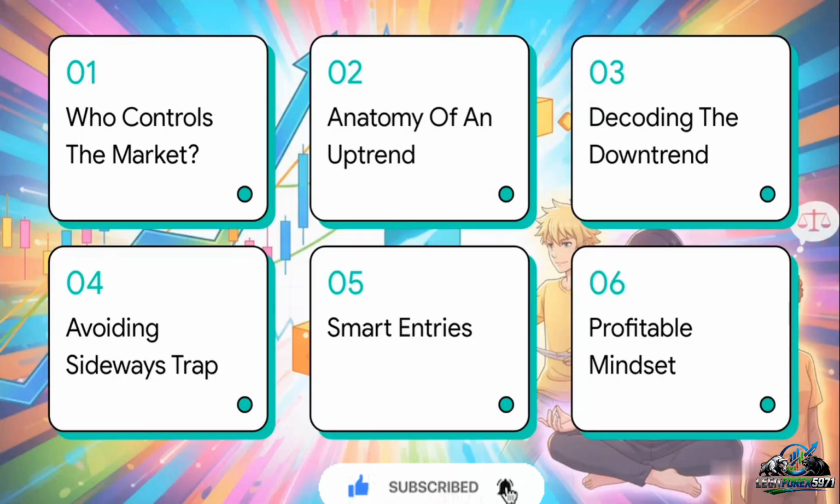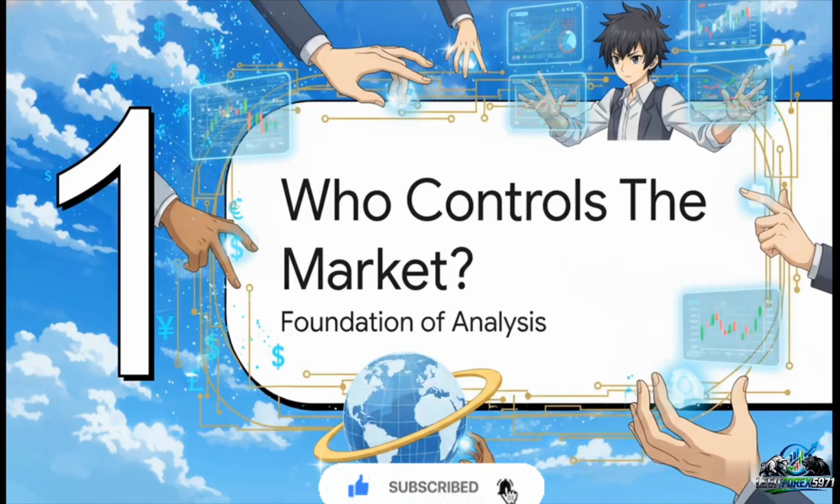To get to that confident answer, here is the playbook we're following today. First, who controls the market? Then, the anatomy of an uptrend, decoding the downtrend, avoiding sideways trap markets, smart entries and price action, and finally, the profitable trader's mindset. Let's start with Section 1, who controls the market?